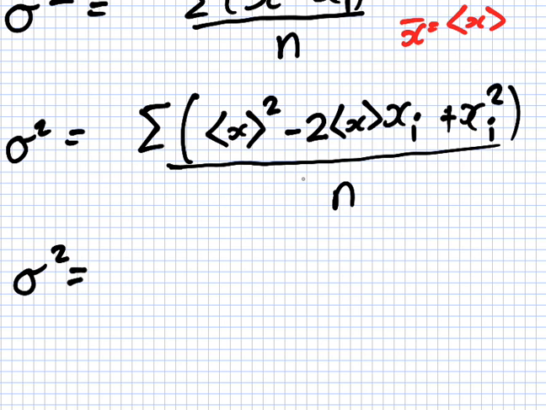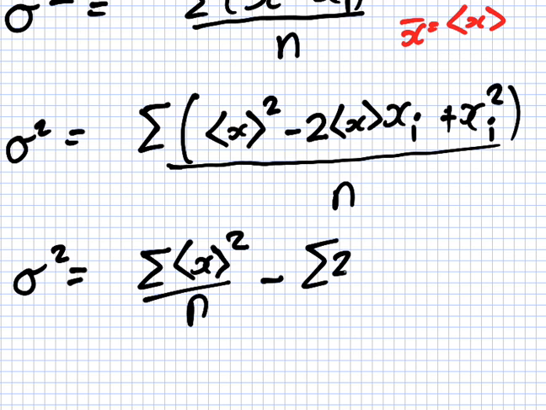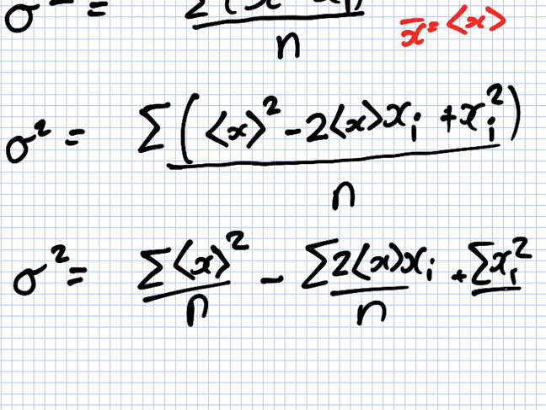So just putting the n on all of these, you have sum average squared over n minus sum twice average xi over n plus sum xi squared over n.